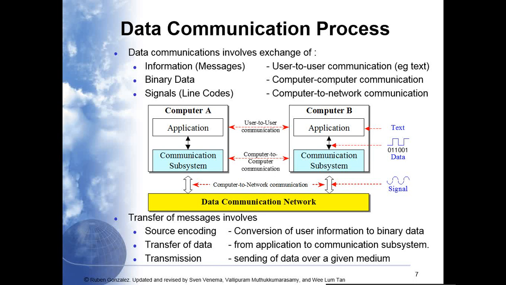The data communication process. Data communication involves the exchange of information, binary data, and signals. It depends on which level you're looking at, which type of information you're working with. So information or messages are between people. If I send a message to my friend, I'm going to send some text or a picture or something, and they're going to get some text or a picture, and we're going to use that information to make some meaning from it. But the computer doesn't use those pictures or the text. At a lower level, it uses the binary data. Right, so ones and zeros.